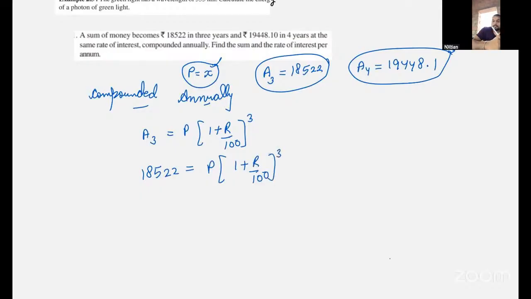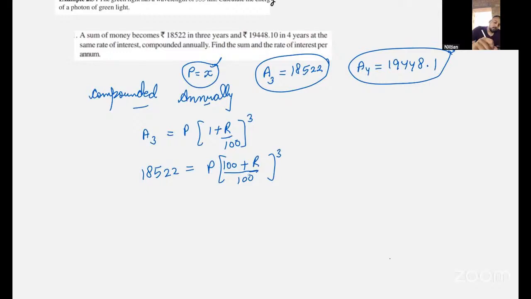Did you understand? Say yes or no, everyone. David, Miracle, everyone got this? Okay. Now, can I make the denominator the same and write it like this? (100 plus r) upon 100, power 3.